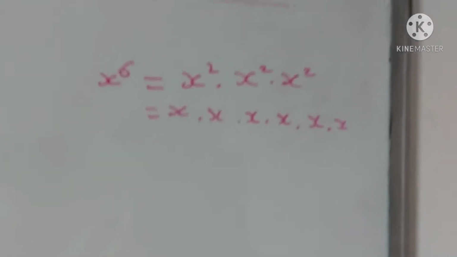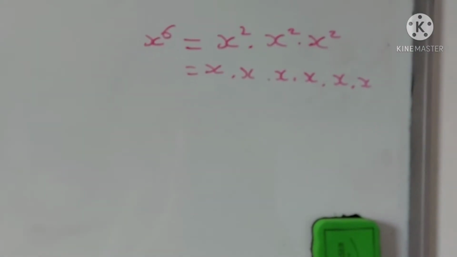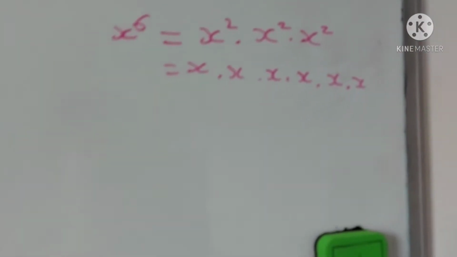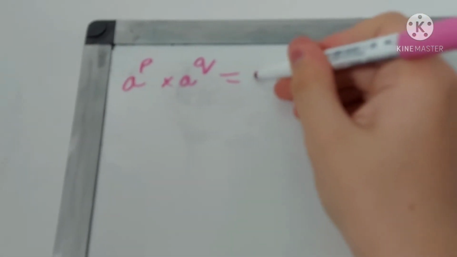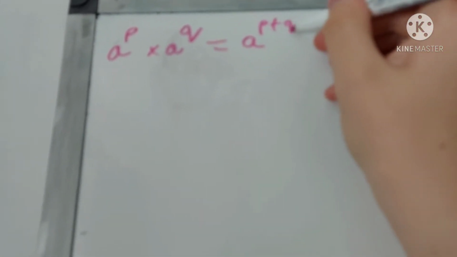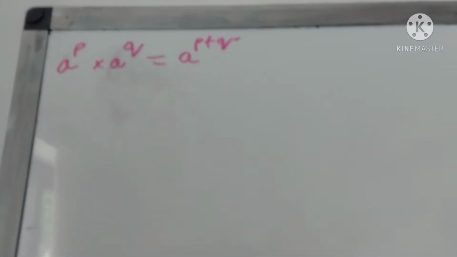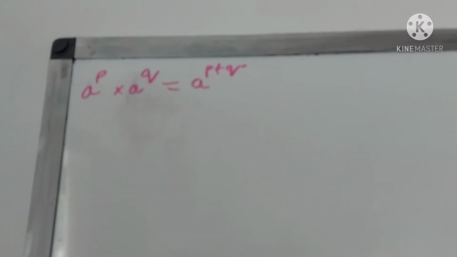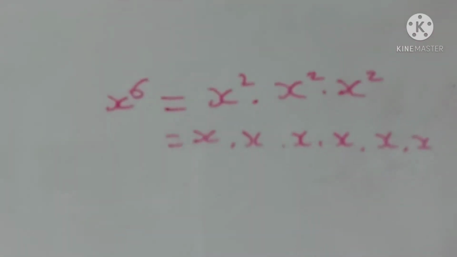Well, I don't really want to be writing out long powers and then adding them up. I want a shorthand notation, don't I? So what you should know, our first law, I'm going to write these laws in the top left corner of the board. So if I've got a to the p times a to the q, that is the same as a to the p plus q. That's our first index law. Okay, so we've done multiplying indices.